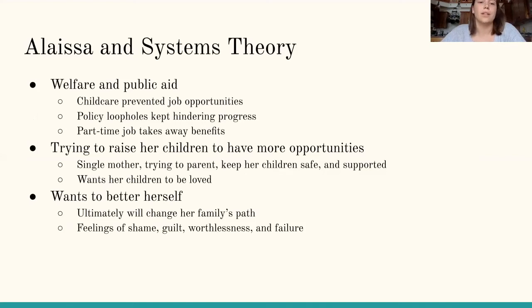So her systems theories are really very similar to the rest of the family that we've been talking about. Her microsystem obviously is her kids, her mom and her sister that she's really close with, and all of her nieces and nephews. And then the mesosystem is really that welfare and public aid piece that we're seeing. So the child care that she needed was preventing her from the job opportunities. And then there's a lot of the policy loopholes that she was noticing that kept hindering that process and going farther and farther for her.